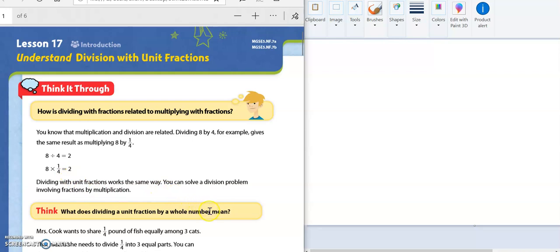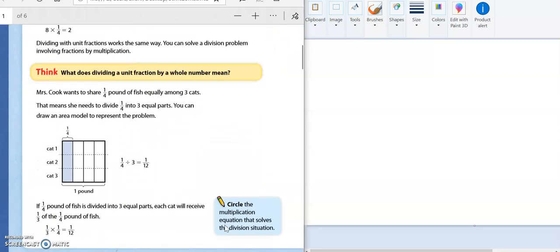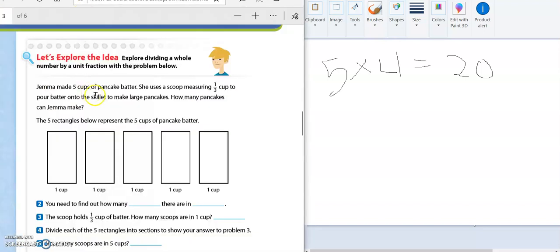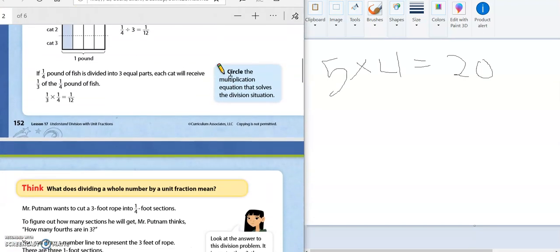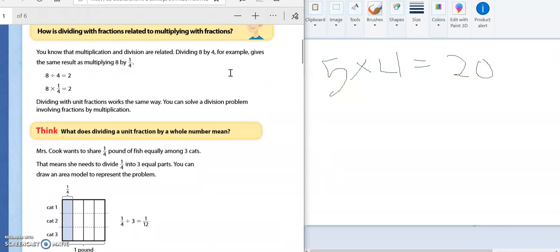Dividing with unit fractions works the same way. You can solve a division problem involving fractions by multiplication. What does dividing a unit fraction by a whole number mean? Okay. Mrs. Cook wants to share 1/4 pound of fish equally among 3 cats. That means she would need to divide 1/4 into 3 equal parts among 3 cats.